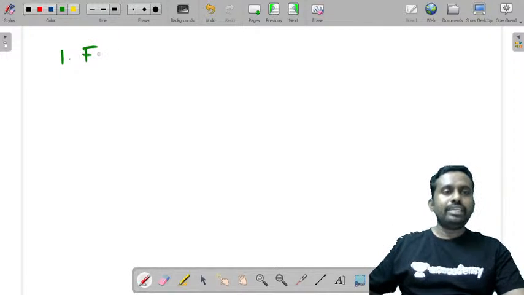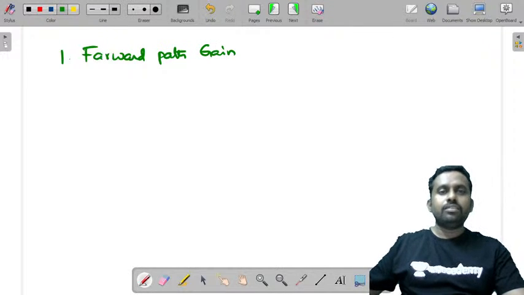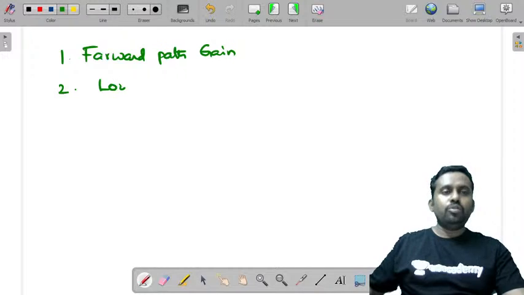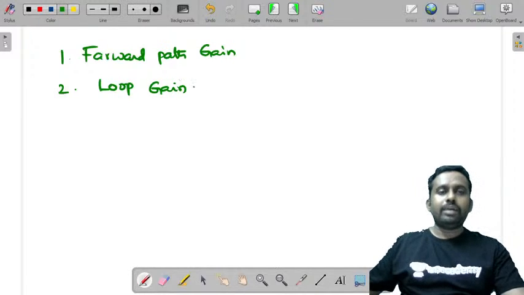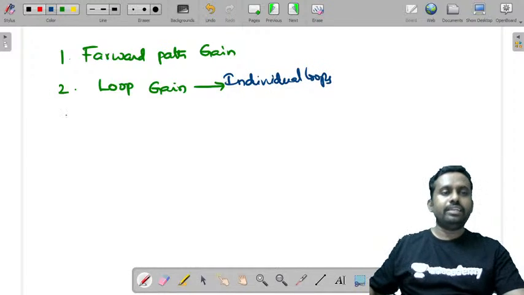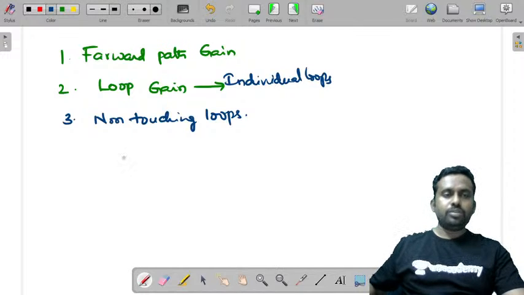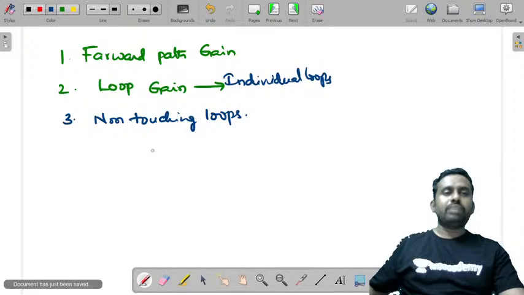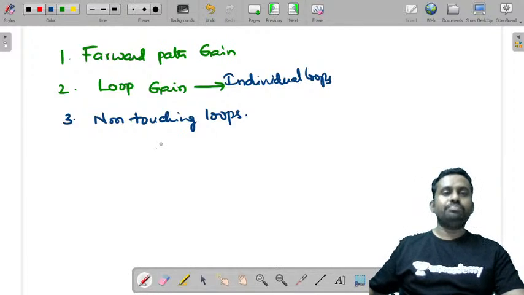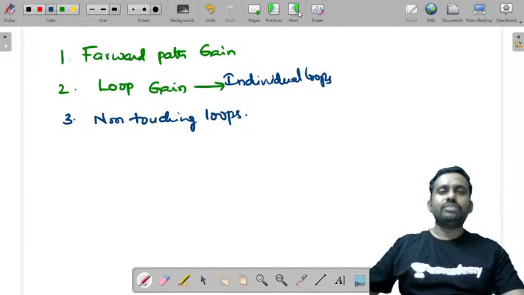So we have seen what is forward path gain, second loop gain, and here we saw individual loops. And then we have seen what are non-touching loops. So these three are very important in order to determine the transfer function of a given system using signal flow graph or Mason's gain formula. So with this knowledge, let us try to solve some questions.